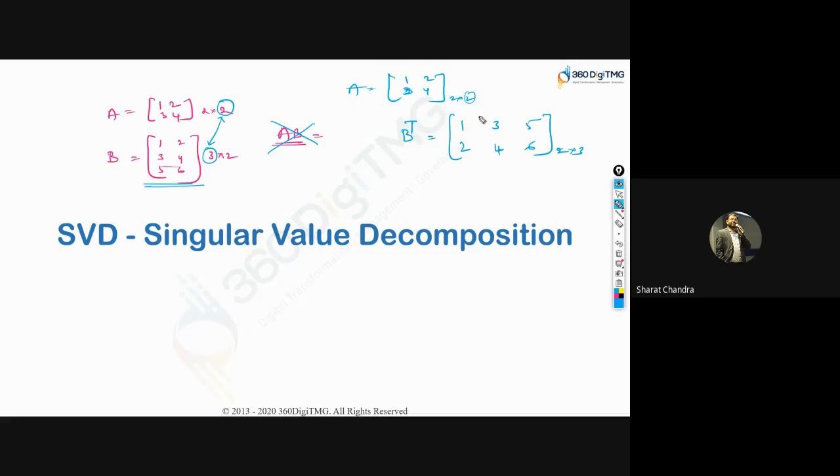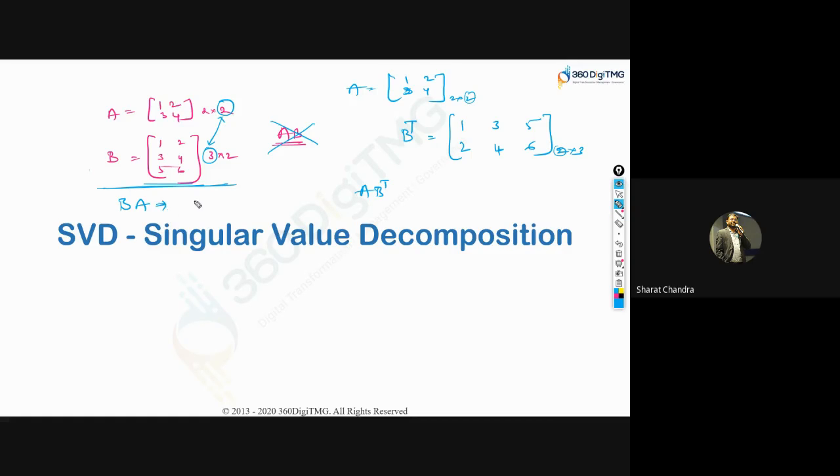So now this 2 and this 2 are matching, the dimensions are similar. So I will be able to do the multiplication. So I say A multiplied by B transpose, or if I don't want to do transpose, then in this space I can do B multiplied by A. A multiplied by B is not possible, but we can do B multiplied by A.